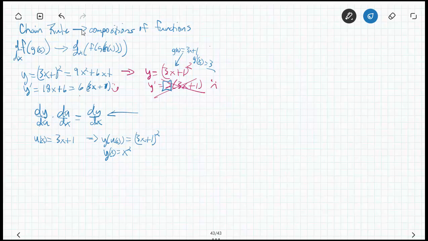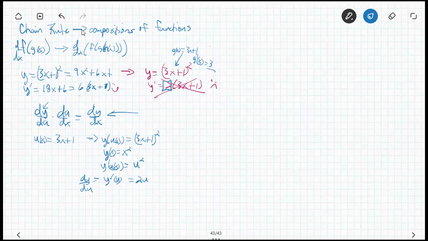Now look at this algebraically. What this says is take dy and differentiate with respect to u, right? So just take the derivative of y as though it was a function of u. Well, if this is y of u of x, then this is just equal to u squared. And the derivative y prime of u, which is equal to dy over du, is equal to 2u.